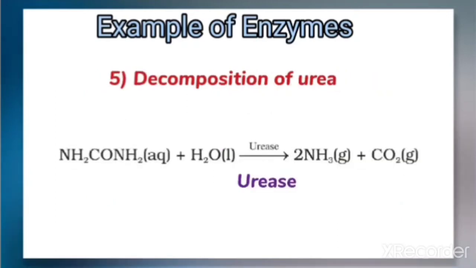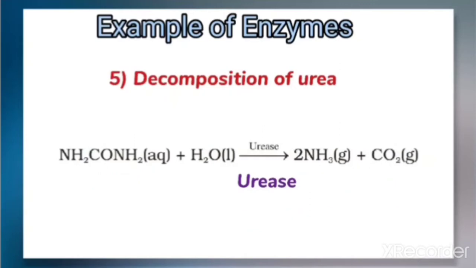The next is decomposition of urea into ammonia and carbon dioxide. The enzyme called urease catalyzes this decomposition. The formula for urea is NH2CONH2. On decomposition, it gives rise to ammonia and carbon dioxide. This reaction is catalyzed by the enzyme called urease.